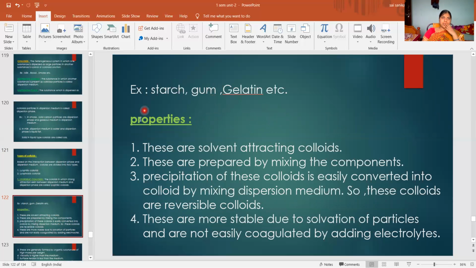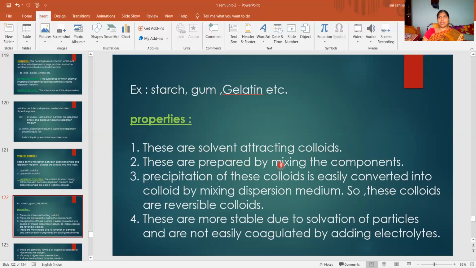So now we will see the properties of lyophilic colloids. What are the properties of lyophilic colloids? First, these are solvent attracting colloids. That means they will attract the solvents easily. Then these are prepared by mixing the components. How are these lyophilic colloids prepared?